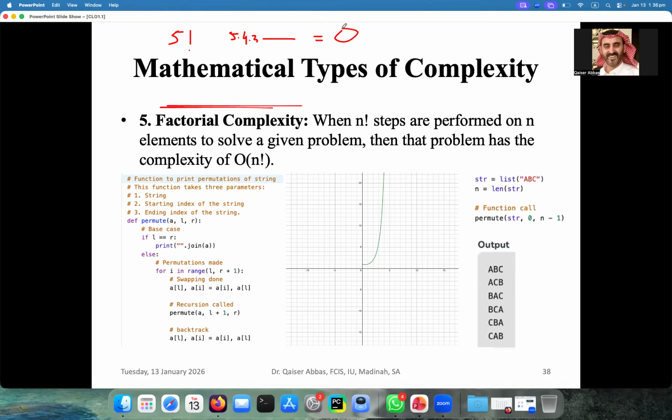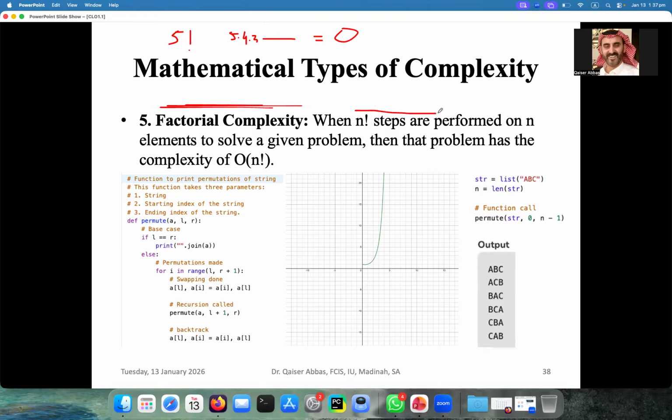Because running time is what? You have to find the total number of operations. In the worst case, the maximum number of operations. In the best case, the minimum number of operations. Average case, real life, in the middle, the average number of operations. This is what it means. So then factorial complexity, okay, now you have the understanding.